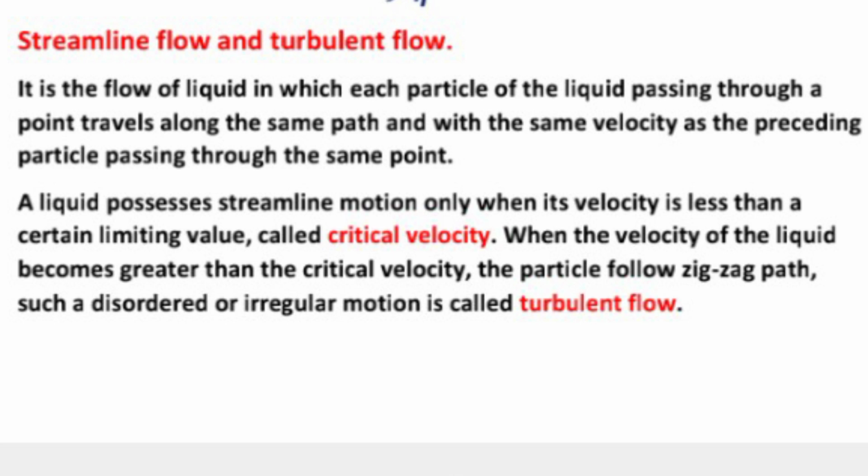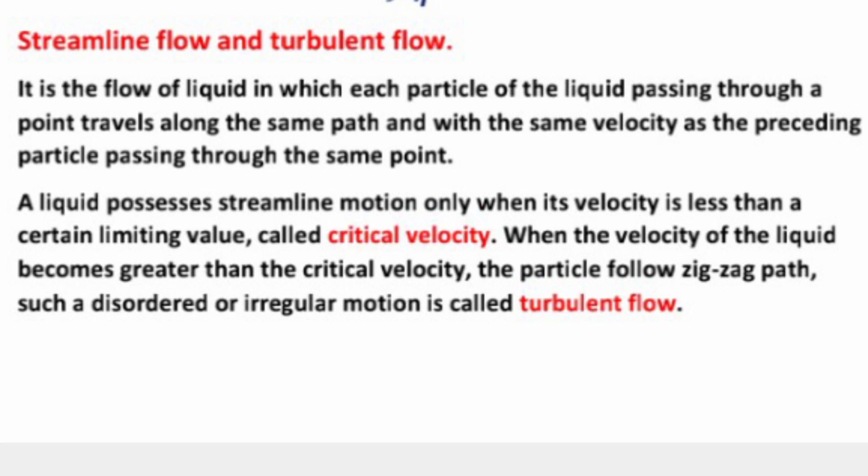A liquid possesses streamlined motion only when its velocity is less than a certain limiting value. That limiting value is called the critical velocity. When the velocity of the liquid becomes greater than the critical velocity, the particles follow a zigzag path. Such a discordant or irregular motion is called turbulent flow.